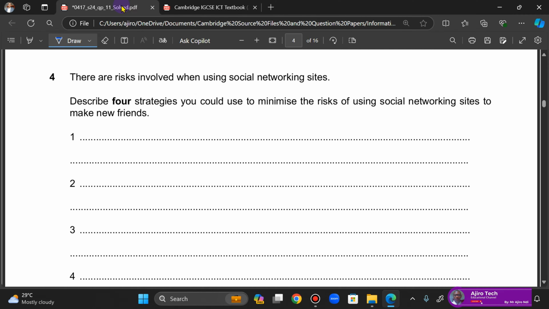Question 4. There are risks involved when using social networking sites. Describe 4 strategies you could use to minimize the risk of using social networking sites to make new friends. So you have to describe 4 strategies you could use to minimize the risk of using social networking sites to make new friends. And you will see this in chapter 8 as well.